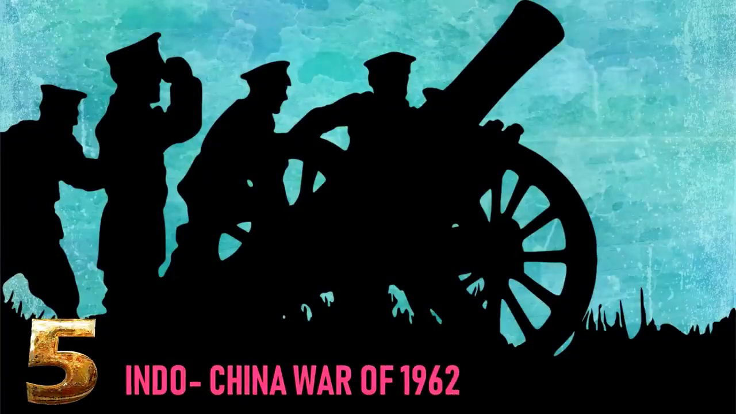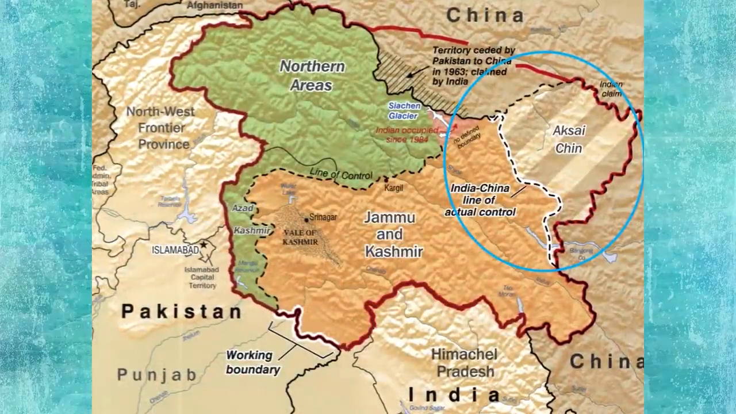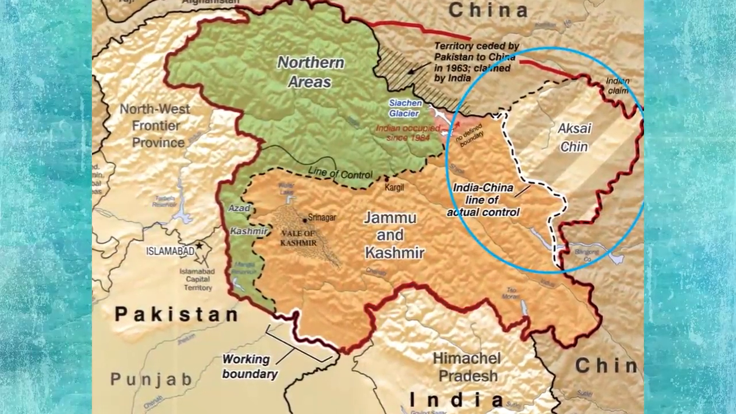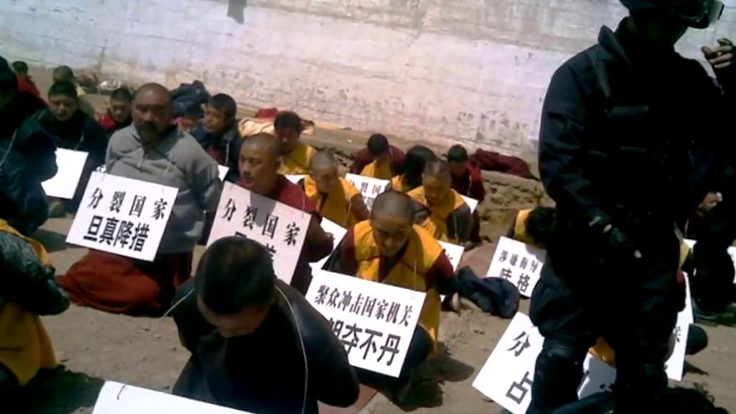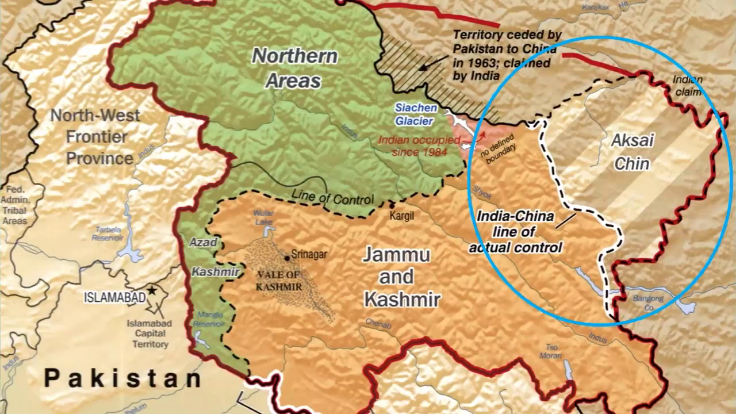Number 5. Indo-China War of 1962. The Indo-China War was a war between China and India that occurred in 1962. A disputed Himalayan border was the main pretext for war, but other issues played a role. A series of violent border incidents occurred after the 1959 Tibetan uprising, when India had granted asylum to the Dalai Lama. The war ended when China declared a ceasefire on 20 November 1962 and simultaneously announced its withdrawal to its claimed line of actual control.